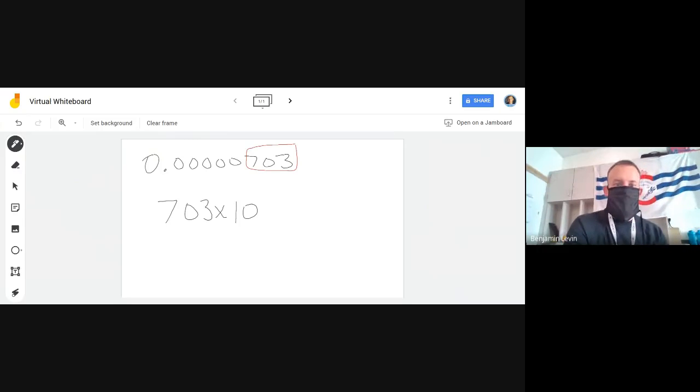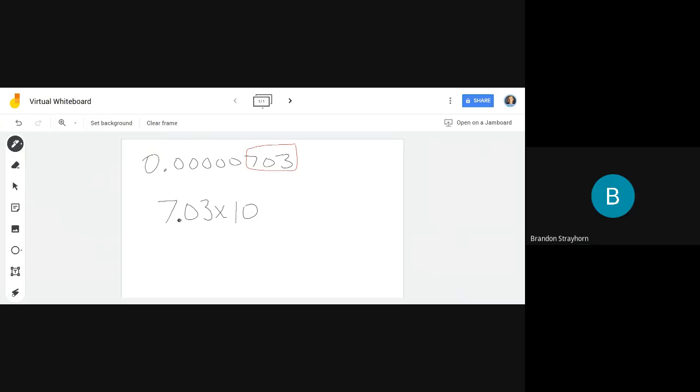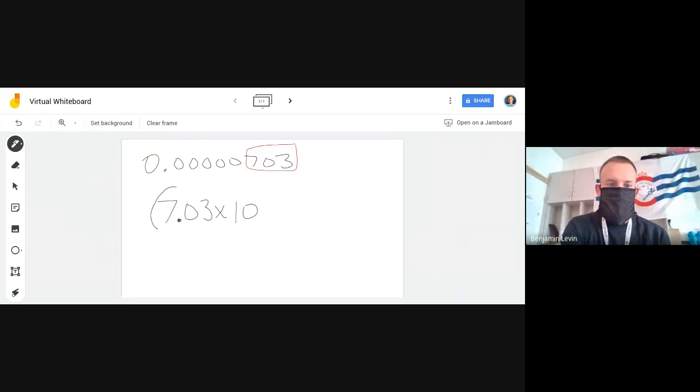Now, where does our decimal point need to go? How many numbers can we have left of the decimal in scientific notation? 1. You can only have 1. Good. So I need to put my decimal point right here. So now we have a start. We have one number left of the decimal, and everything else is right.